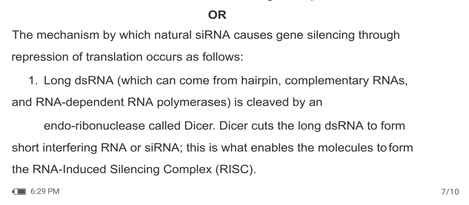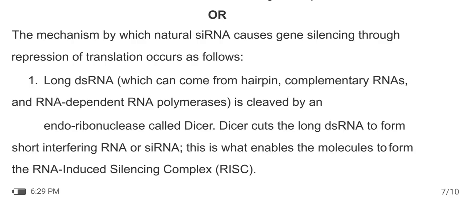The mechanism by which natural siRNA causes gene silencing through repression of translation occurs as follows. Long dsRNA, which can come from hairpin complementary RNAs and DNA-dependent RNA polymerase, is cleaved by an endoribonuclease called dicer.